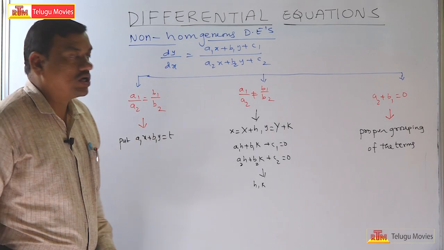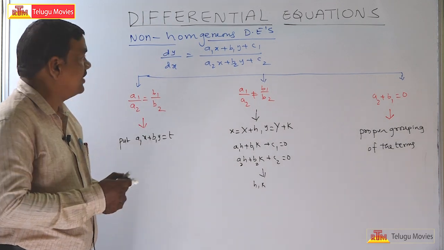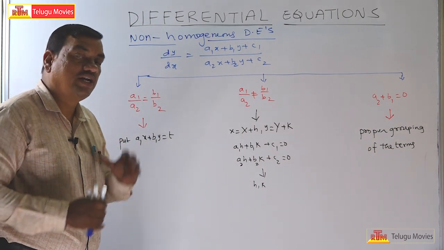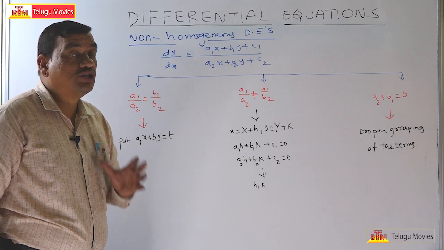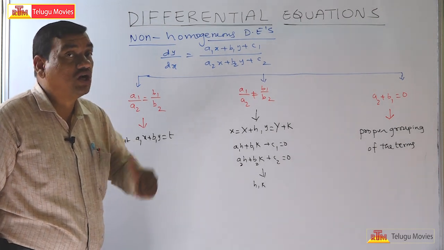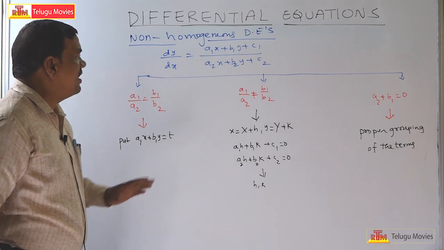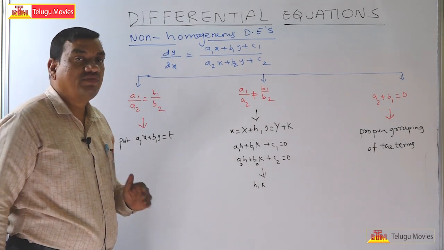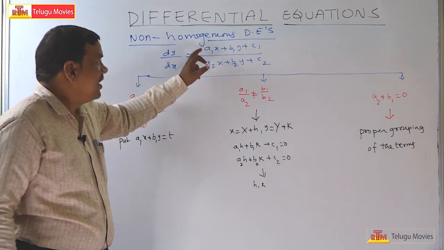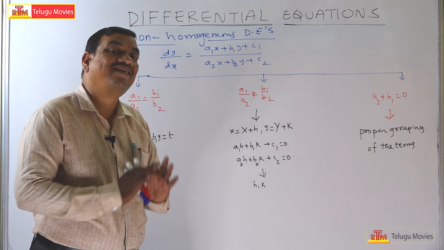Welcome back to this concept: non-homogeneous differential equations. A differential equation which is not homogeneous is called a non-homogeneous differential equation. So any equation of the form dy by dx is equal to a1x plus b1y plus c1 by a2x plus b2y plus c2, where a1, b1, c1, a2, b2, c2, all six are constants.